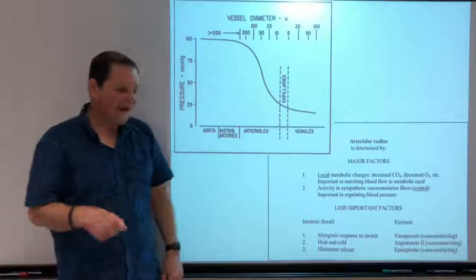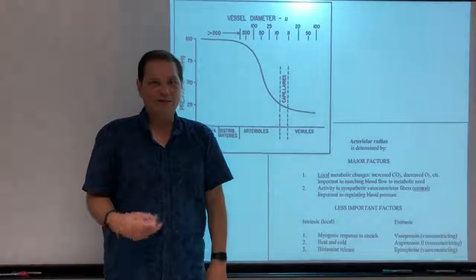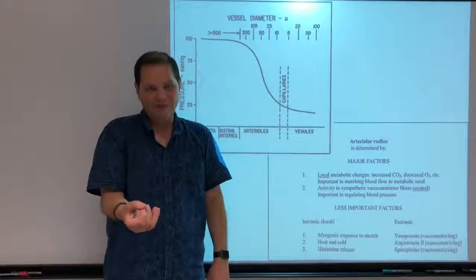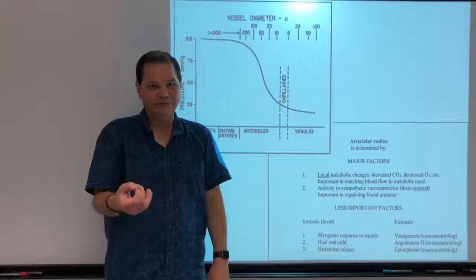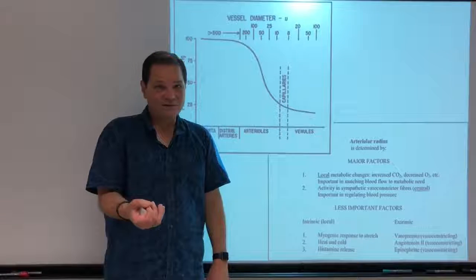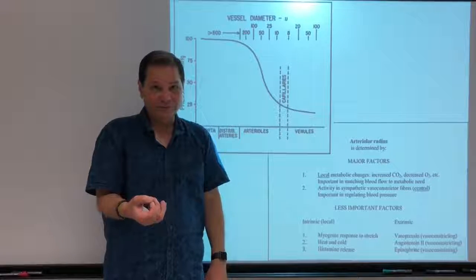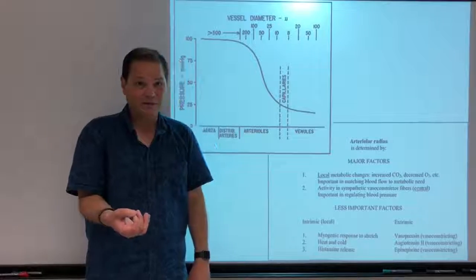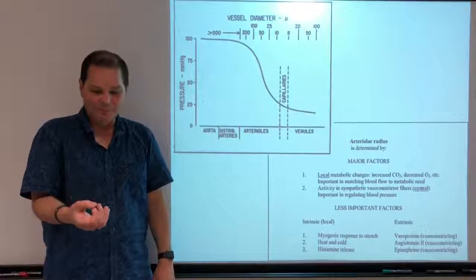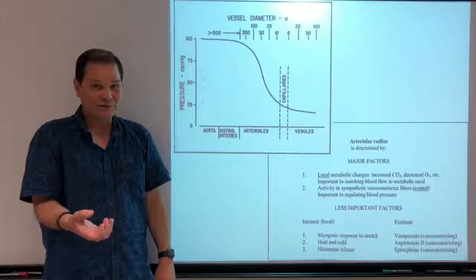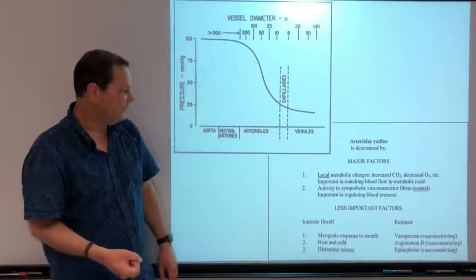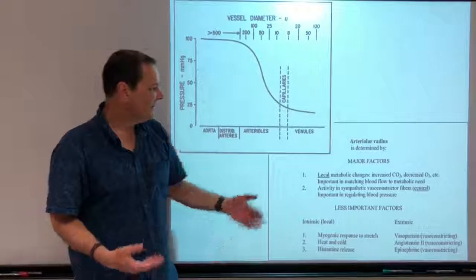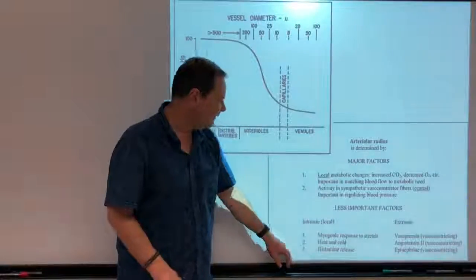And we know that this is due to a change in the radius of the arterioles. Lower radius gives you a big increase in resistance. A small decrease in radius will give you a big increase in resistance, and a relatively small dilation will give you a big drop in resistance. What are the things that alter the radius? You see some of them here.